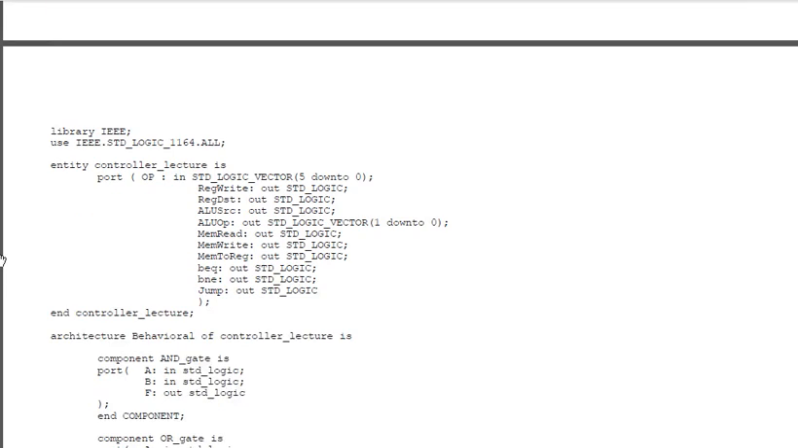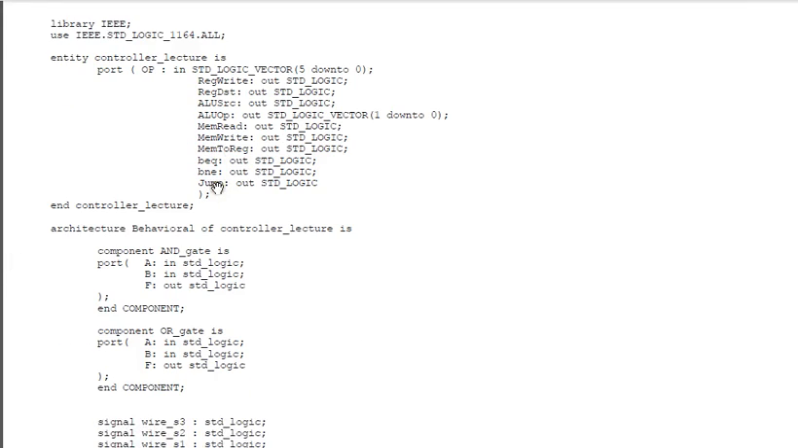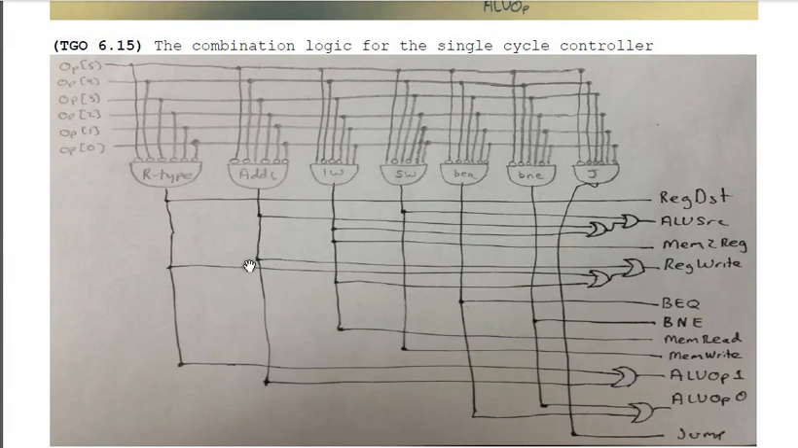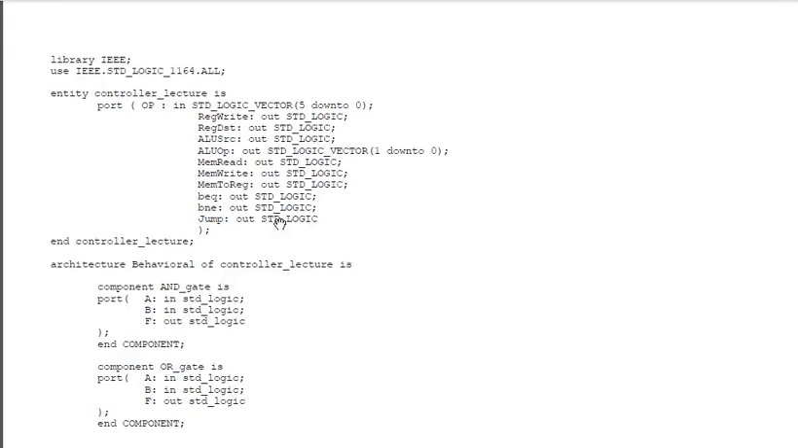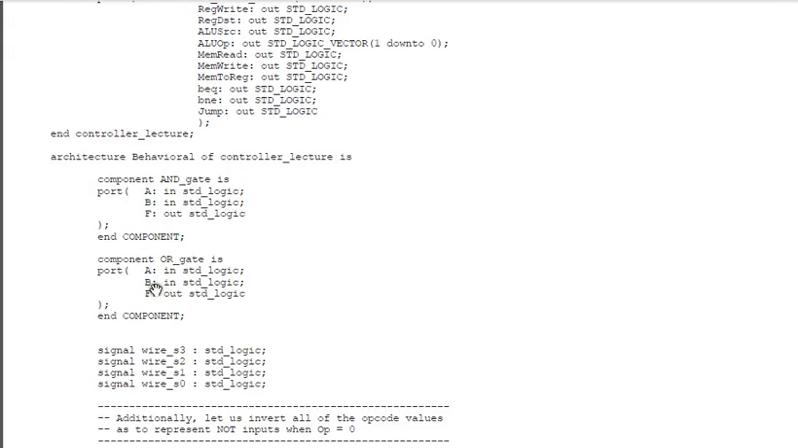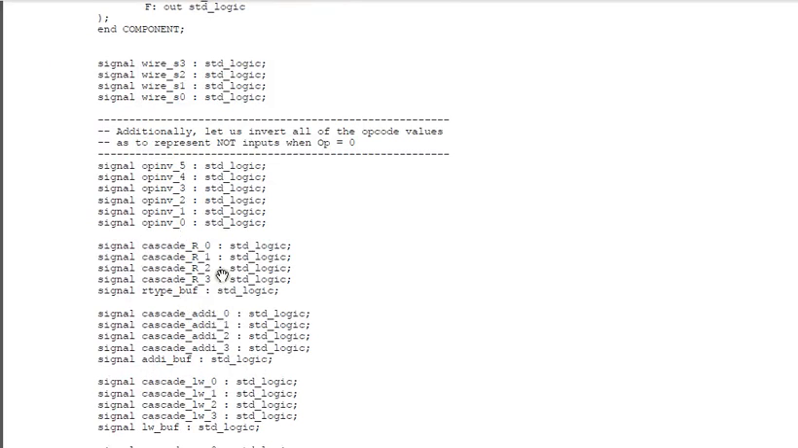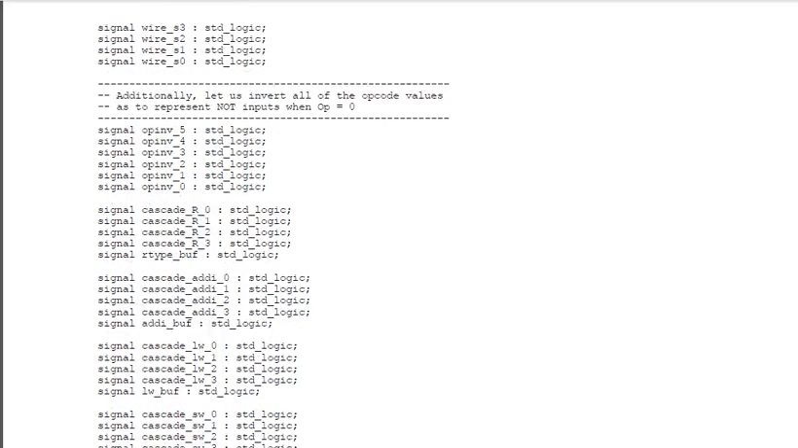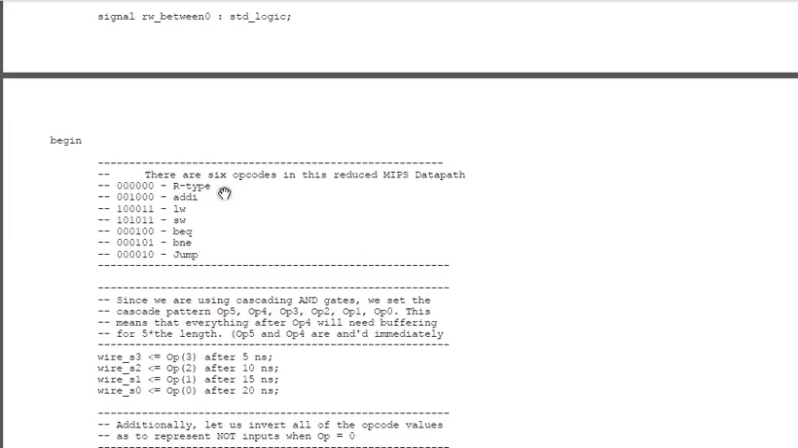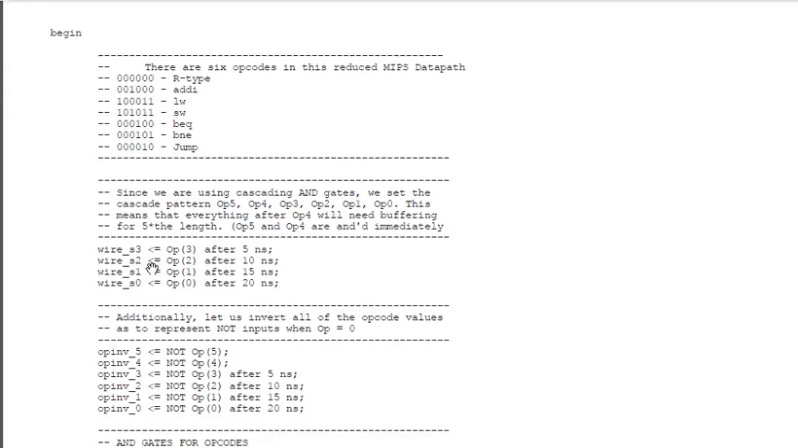And so what I've done here is I've done some VHDL that actually implements your controller, and I limited myself to using only AND gates and OR gates, right? And then for this specific one, I reduce one of R type, add I, load word, and store word. And then here I've added the 6 opcodes that I'm expecting you to be able to do.